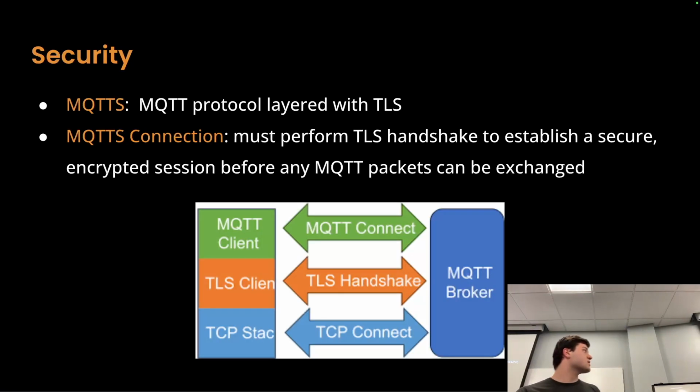So yeah, going to the actual security for MQTT, there's a different version of the protocol called MQTTs, which is basically just MQTT layered with TLS encryption. So when you have a connection over MQTTs, the connection must perform a TLS handshake before you can actually send your normal MQTT packets through that connection. So that's really about it when it comes to MQTT security.